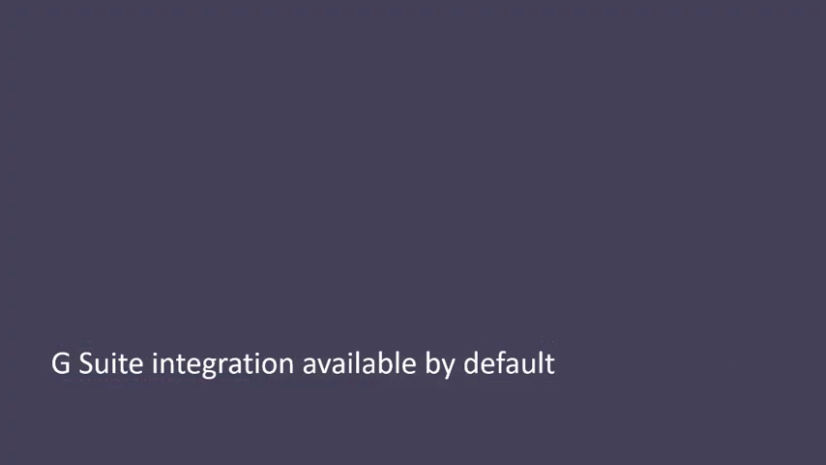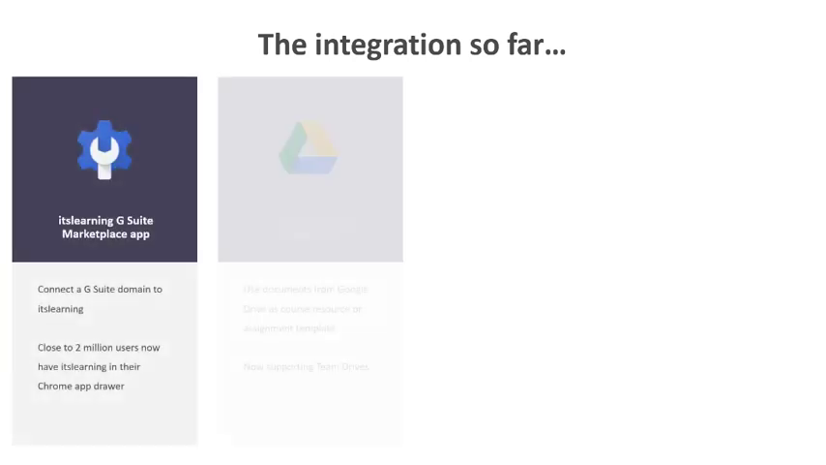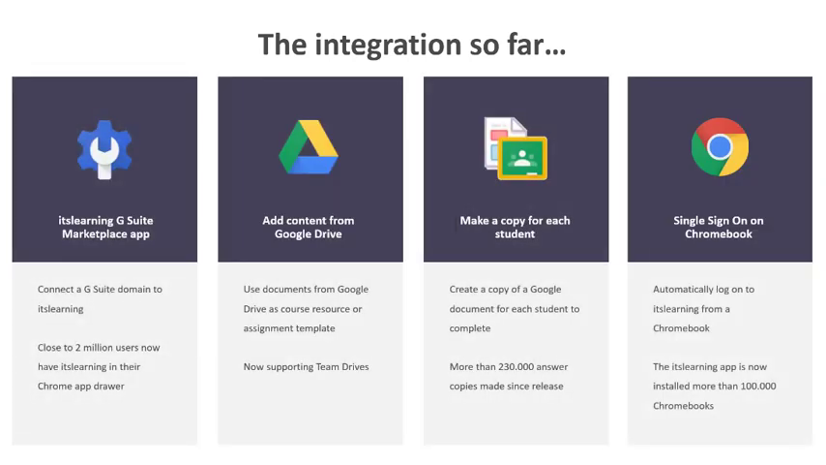We have some updates with our G Suite integration, and you can now have G Suite integration available by default. So far, the integration we have is the Marketplace app, where you can actually download the app and add it to your Chrome extensions. You can add content from the Google Drive. You can make a copy for each student. And you can now automatically log on to It's Learning from your Chromebook app with single sign-on.